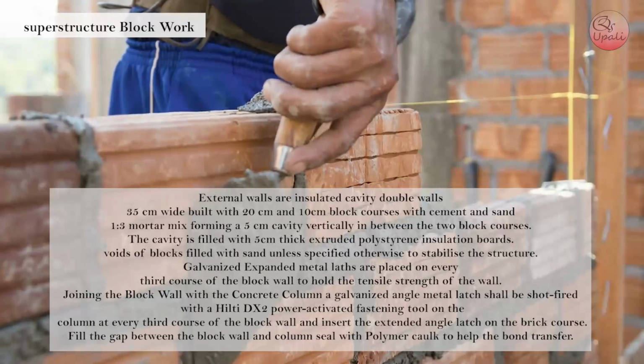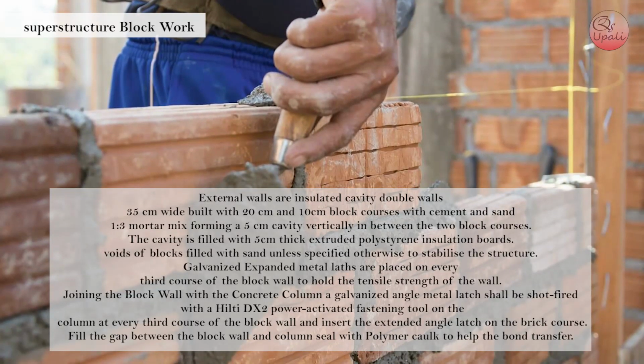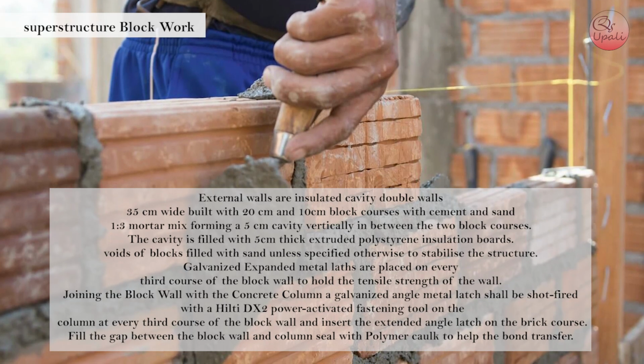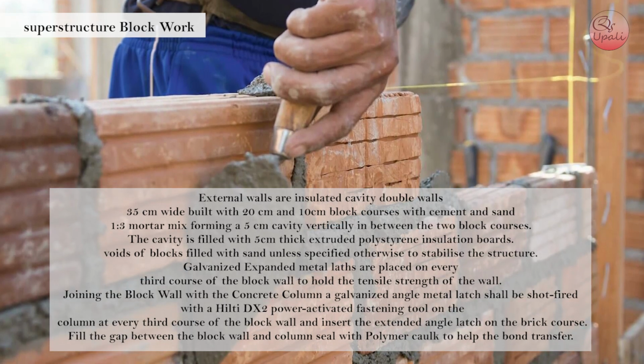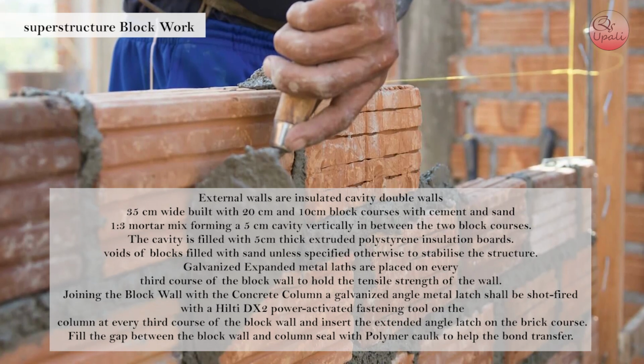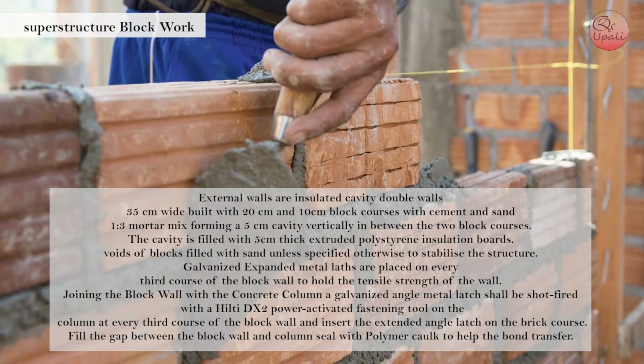Superstructure block work. External walls are insulated cavity double walls 35 cm wide, built with 20 cm and 10 cm block courses with cement and sand 1:3 mix, forming a 5 cm cavity vertically in between the two block courses.